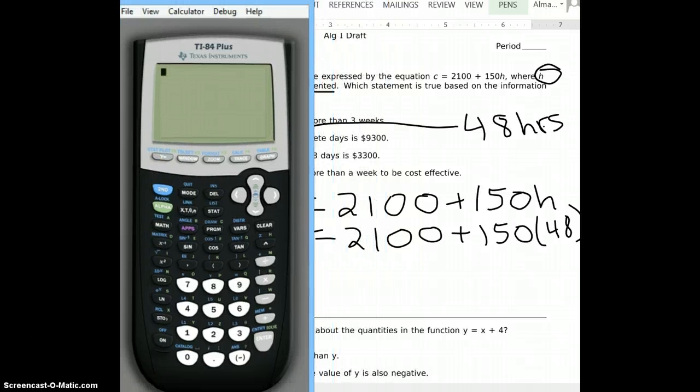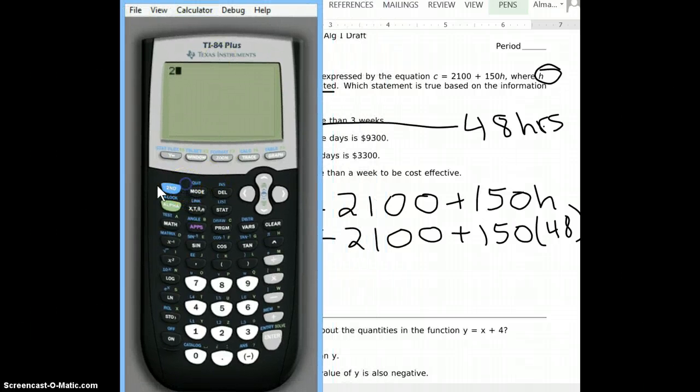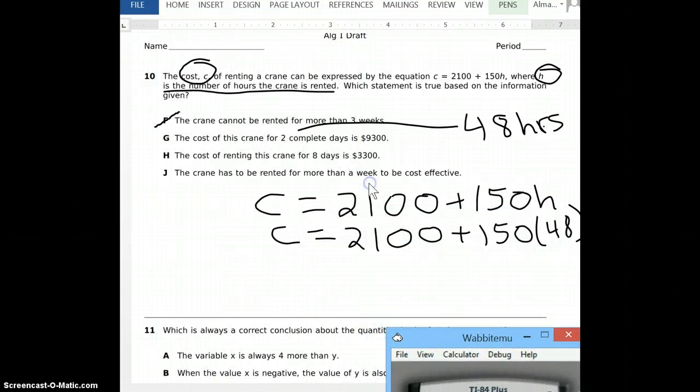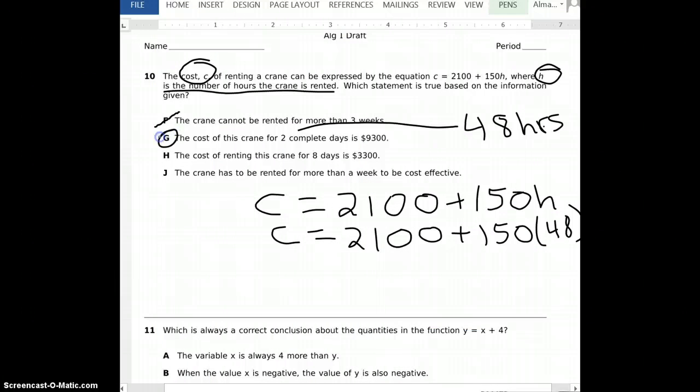I'm just gonna type it in exactly as I wrote it. 2,100 plus 150 times, parentheses 48 gives me 9,300. And our answer choice said, the cost of this crane for 2 complete days is 9,300, which is true.